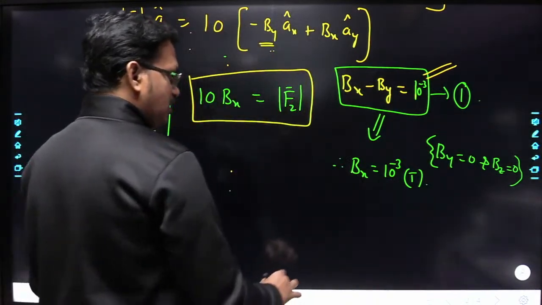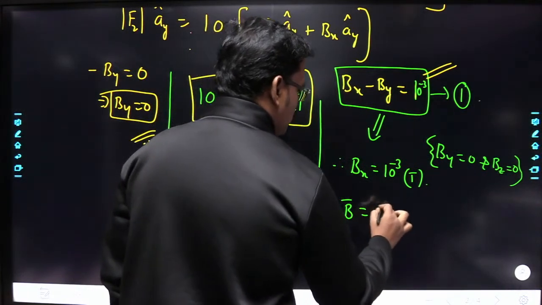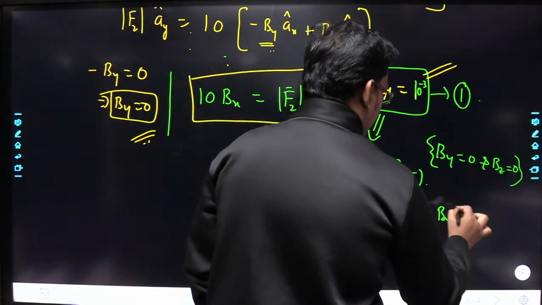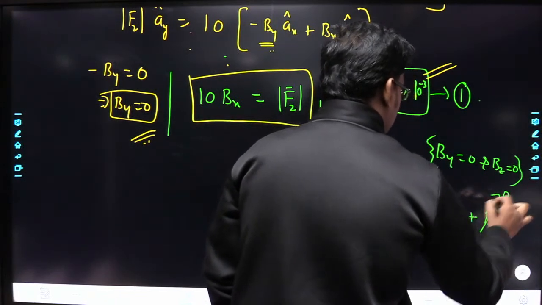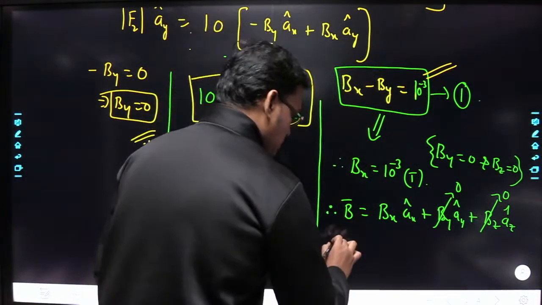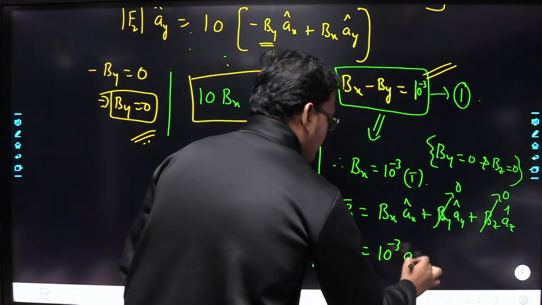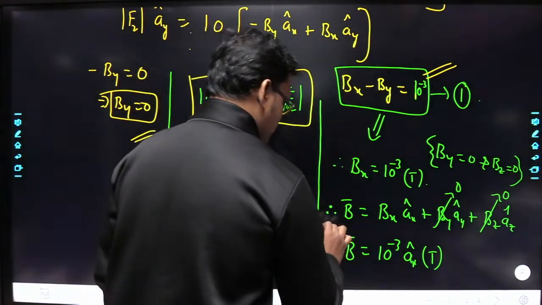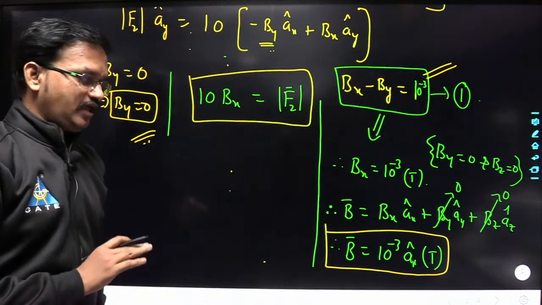Therefore, the B field. What we have assumed: B bar is equal to Bx ax cap plus By ay cap plus Bz az cap. We got Bz equal to 0, By also 0, Bx equal to 10 to the power of minus 3 Tesla. So B bar is equal to 10 to the power of minus 3 ax cap Tesla. Finally we got the B field, having only one component, the x component, ax cap.